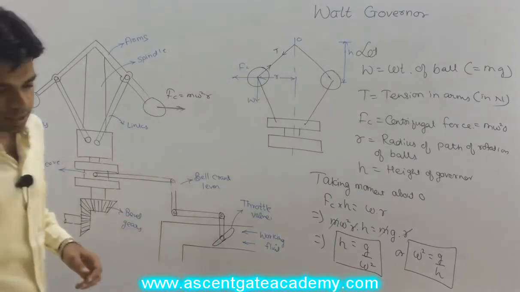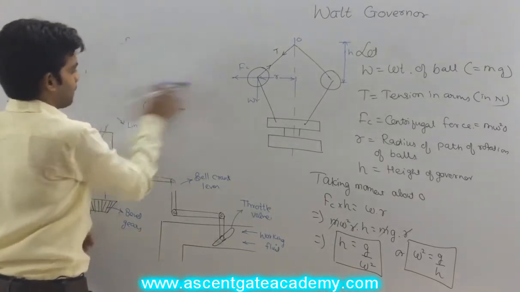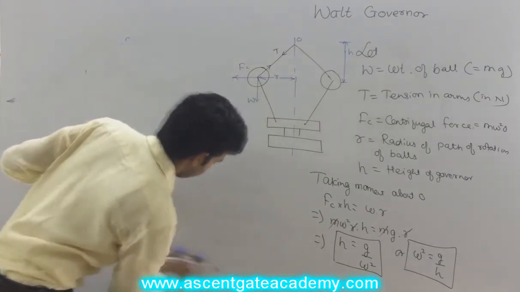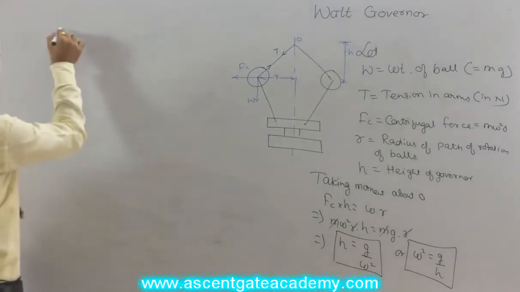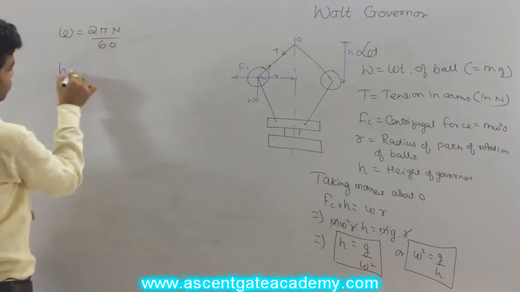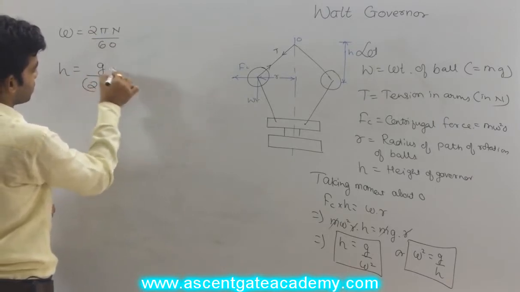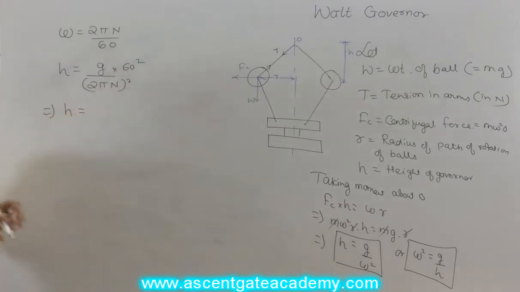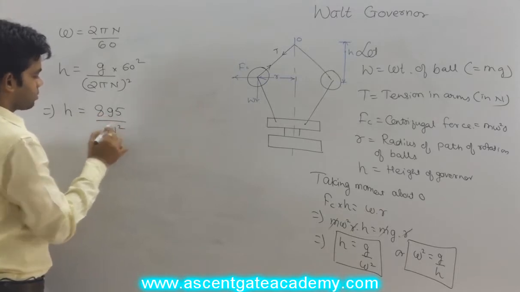Further, omega is equal to 2 pi N by 60. Just put the value. So h will be equal to g upon (2 pi N by 60) whole square, or from here h will be equal to 895 upon N square.